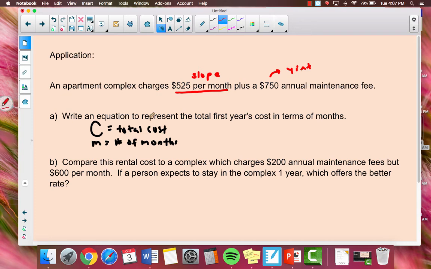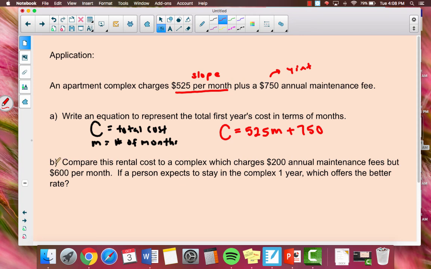So now we can just plug into our formula. So C is our total, okay, and then equals our slope, which is the 525 every month. Okay, well, M represented our month, and then plus the one-time fee of 750. So slope per month, or amount per month, plus the one-time fee. And now we're done. So this is the equation for the first apartment complex.